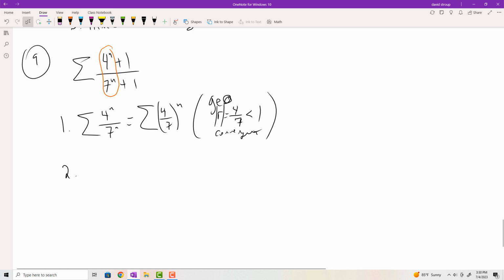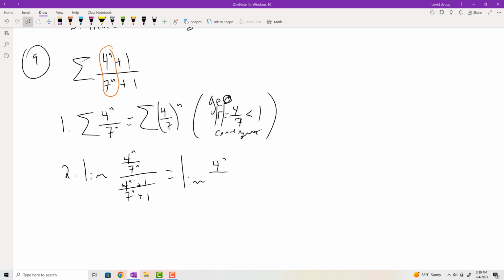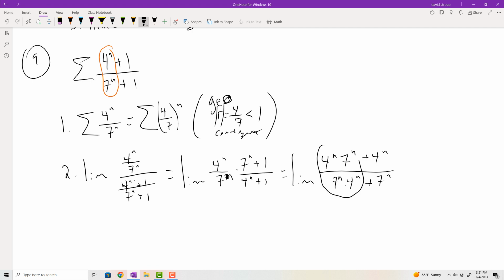Okay, that's the point. So we get the limit of 4 to the n over 7 to the n all over 4 to the n plus 1 all over 7 to the n plus 1, multiplied by reciprocals. So I get 4 to the n all over 7 to the n times 7 to the n plus 1 all over 4 to the n plus 1. Although it's not a ratio of polynomials, you could still do the circling trick with the high degree portions. This should be an n. Okay, so it's this junk which is going to determine the behavior, and of course that will just equal 1.